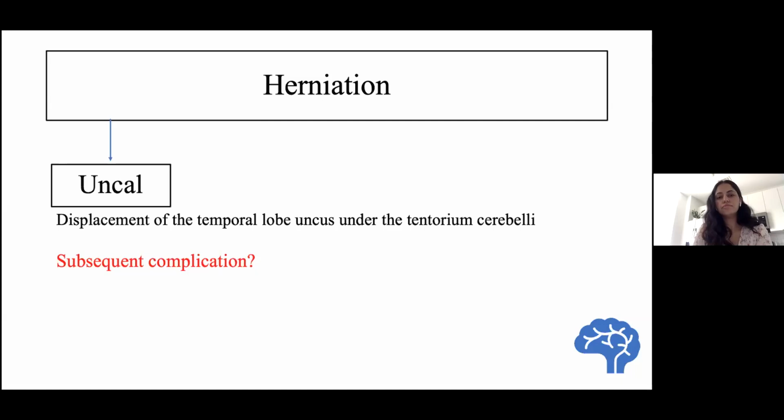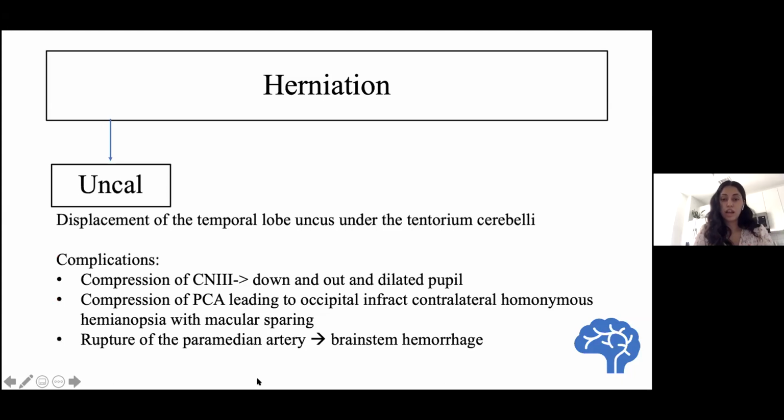Any vascular compromise at all? Duret hemorrhages, yeah, those are small perforating hemorrhages of the brainstem. Also your posterior cerebral artery can be compressed, and that could lead to infarct of your occipital lobe, and that causes hemianopsia with macular sparing. Your central vision is spared, but your peripheral vision is affected on the contralateral side. So you guys got it: compression of cranial nerve 3, compression of posterior cerebral artery, and then you can have the rupture of paramedian arteries, and that results in brainstem hemorrhages.